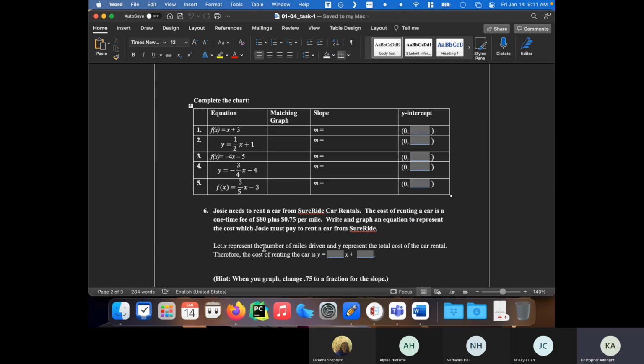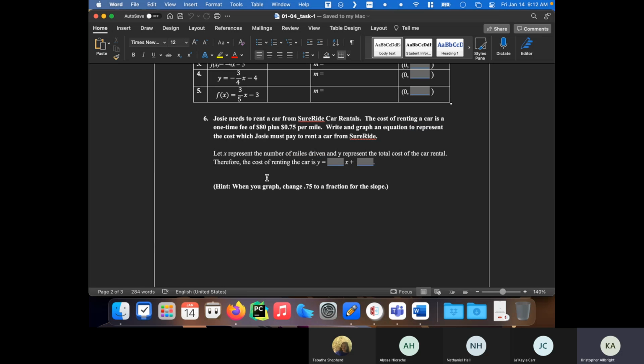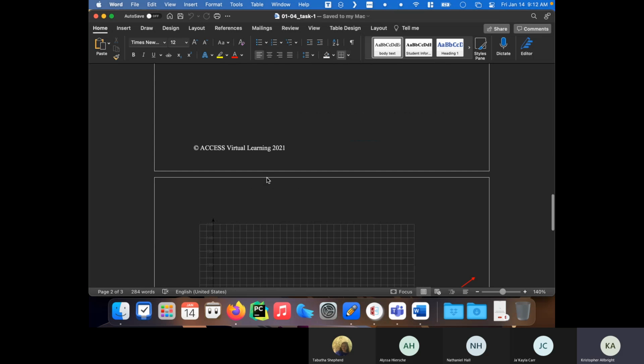which is 0, 0. Here's the one that I was talking about, renting a car. So let x represent the number of miles driven and y represent the total cost of the car rental. And it tells you up here, there's the one-time fee of 80. You're looking for one-time things. That's going to be your y-intercept a lot of times in these word problems. And then something that is per people or per mile or something like that, that's going to be your slope usually. So that's just kind of a useful little tidbit.